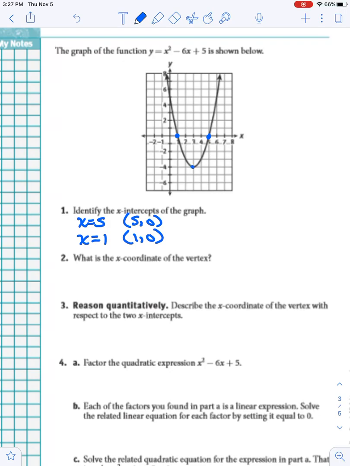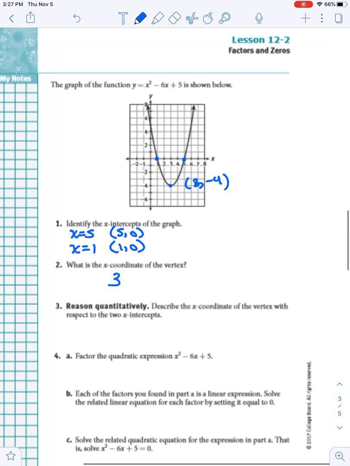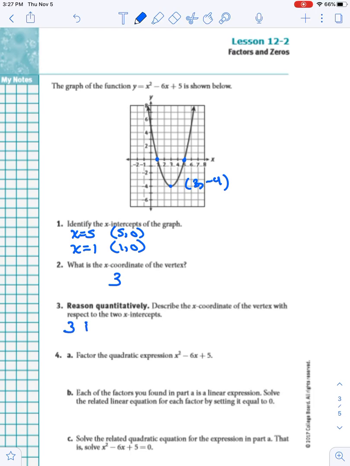Now the x-coordinate of the vertex, here's our vertex right here. So that looks like it's at over 3, but down 4. So our x-coordinate of the vertex is at 3. It says describe the x-coordinate of the vertex with respect to the two x-intercepts. Well, the x-coordinate of the vertex actually is right in the middle of those two. It's the average of those two. So 3 is the average of 5 and 1. So the x-coordinate of the vertex will be right in the middle of the two x-intercepts.